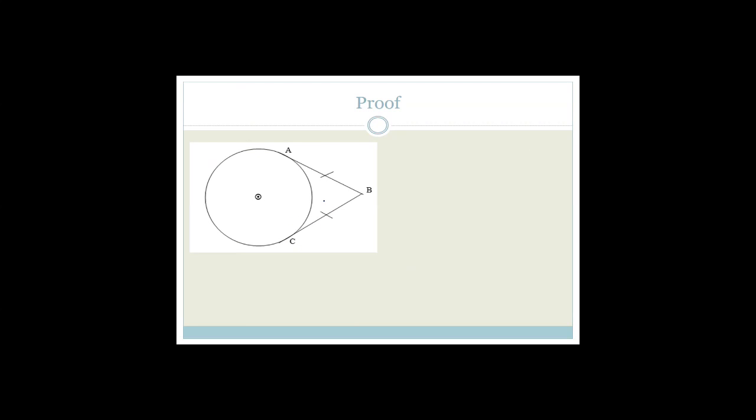Okay. So again, if you want to do a proof, what do we need to do? We need to write down what we're given. So we say given. We're given circle O.